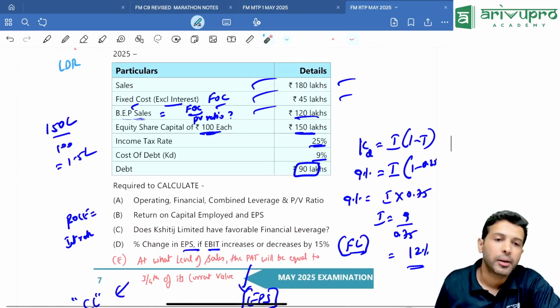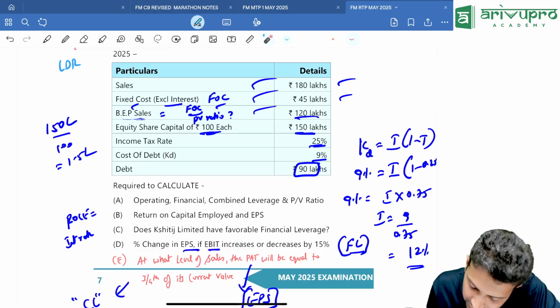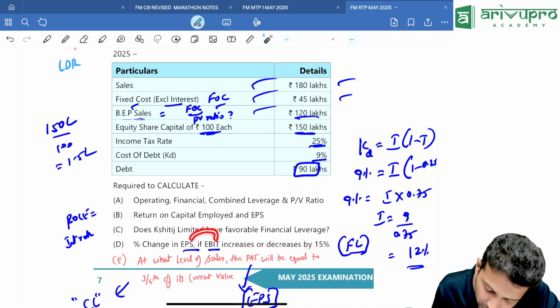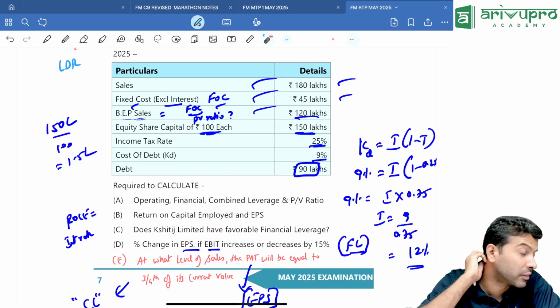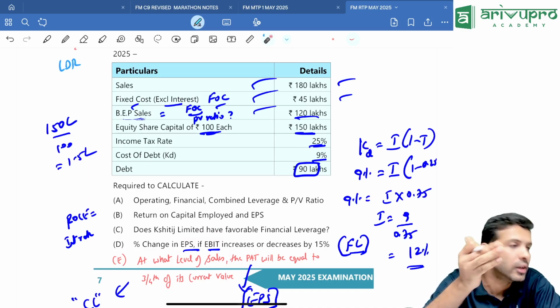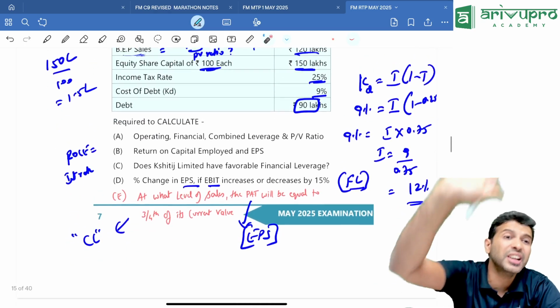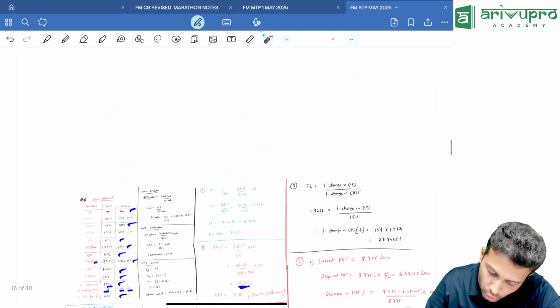They are asking you to find out the percentage change in EPS if EBIT increases or decreases by 15%. Which leverage measures the relationship between EBIT and EPS? Financial leverage. How do you get financial leverage in percentage formula? We call it the degree of financial leverage. Percentage change in EPS divided by percentage change in EBIT. They said EBIT has changed by how much? 15%.